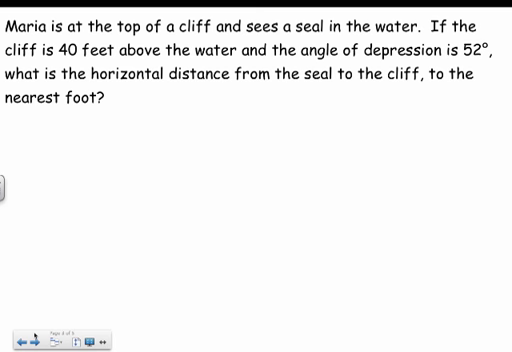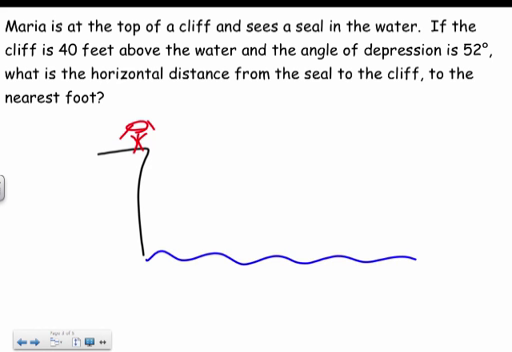All right, so I'm gonna draw my cliff here. Bam. Maria, she's kind of sitting right up here, just like that. She's got some pretty hair. And we got a seal down here in the water. So water, and here's a seal. I don't know what a seal, he's got an eye, I suppose. There we go. And what we know, the cliff is 40 feet tall. So let's put that in there, 40 feet.